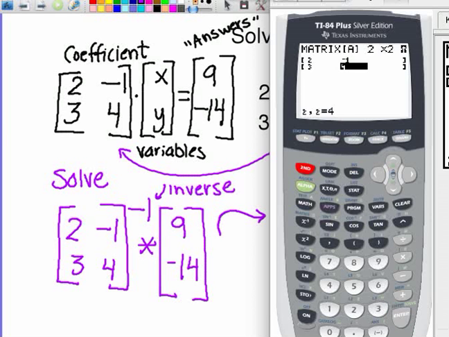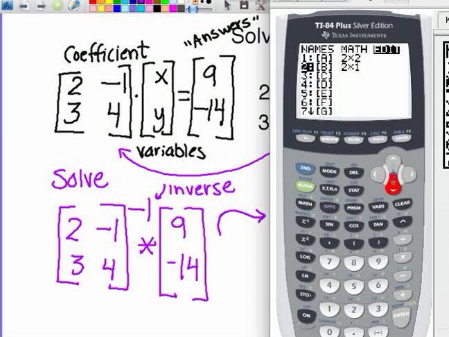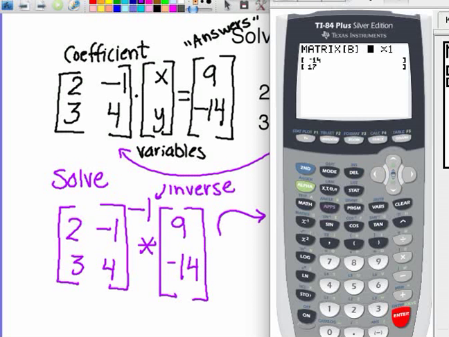I can go back into matrix and go over to edit again and down to the next matrix. And this one is conveniently the right size. If yours isn't, change it to a 2 by 1, 2 rows, 1 column. And this one needs to be 9, and don't forget -14.